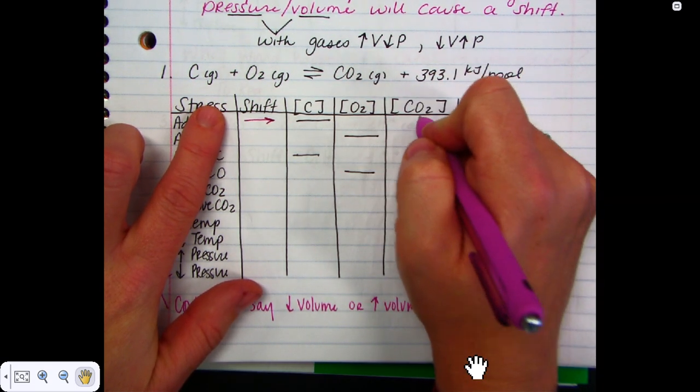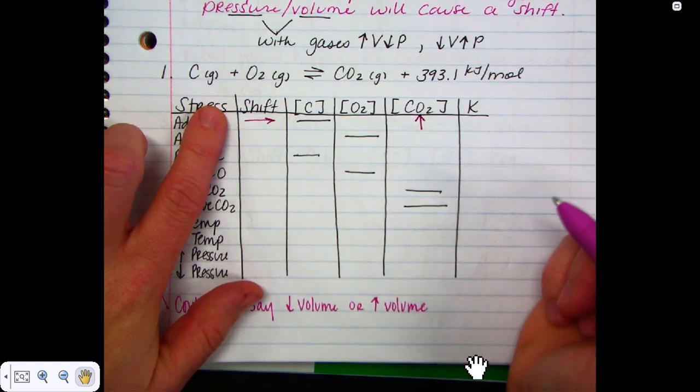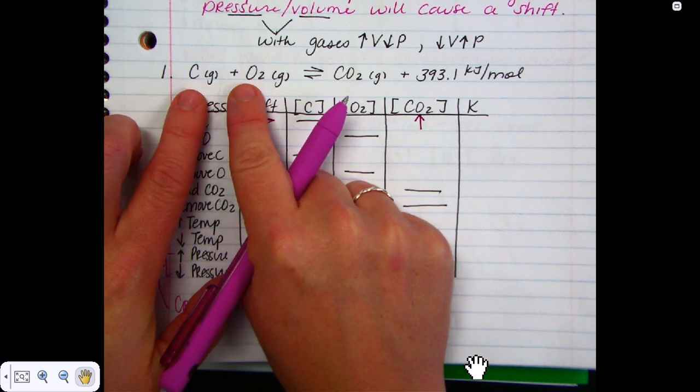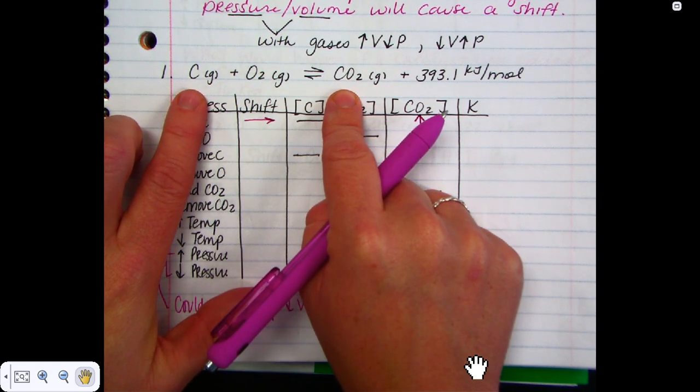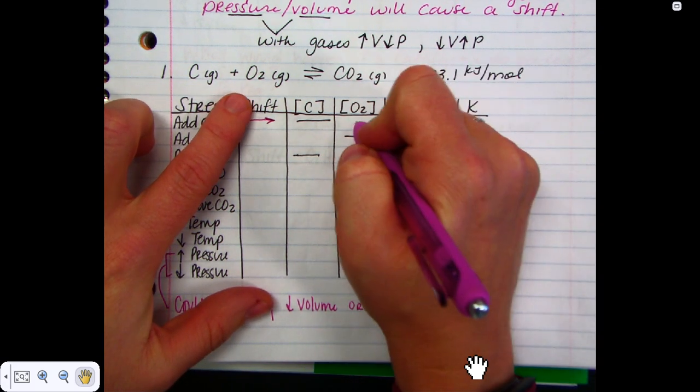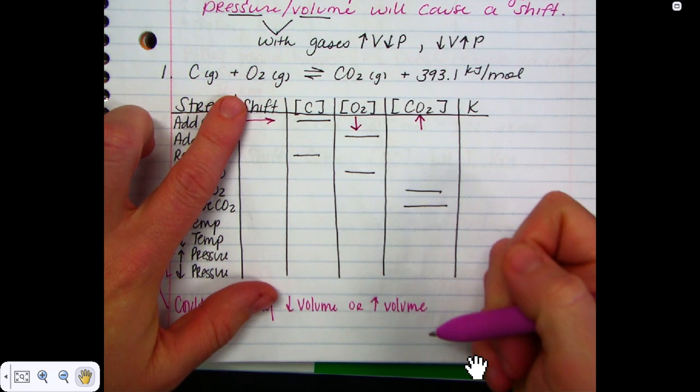I see that the amount of carbon dioxide goes up. Now, what happens to the amount of oxygen? Remember that it requires both carbon and oxygen to make carbon dioxide. So if I'm making more carbon dioxide, I'm having to use oxygen. So the amount of oxygen temporarily is going to go down.